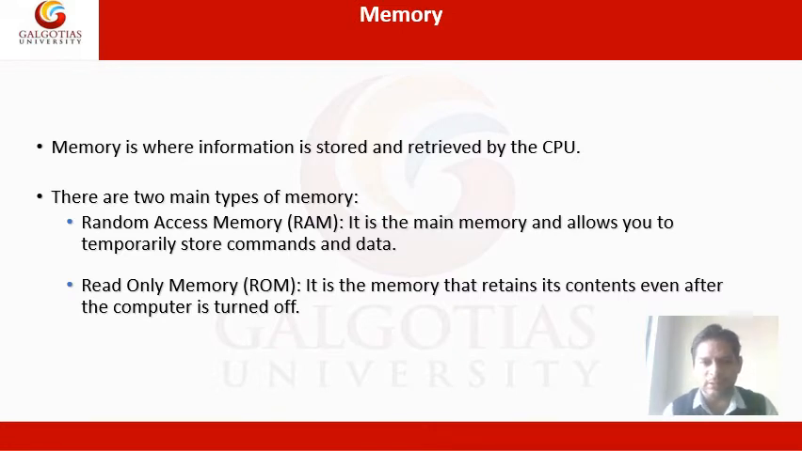So what do we mean by memory? Memory is a hardware on your computer system on which the information can be stored and then retrieved by the CPU. The storage can be permanent or temporary depending upon the type of memory. There are two types of memories. We have random access memory, also called the main memory, which allows you to temporarily store commands and data.